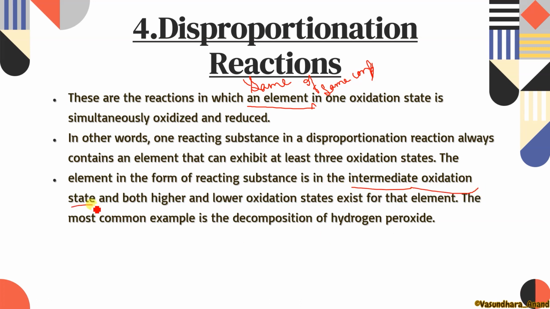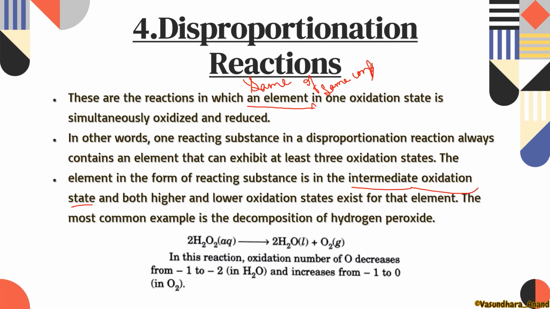The most common example is the decomposition of hydrogen peroxide. When H2O2 decomposes, it gives H2O and O2. Oxygen goes from -1 to -2, so it is undergoing reduction. And the same oxygen of the same compound is also undergoing oxidation. So H2O2 is a redox reagent and it shows a disproportionation reaction. I hope it is clear. It is one of the important definitions.